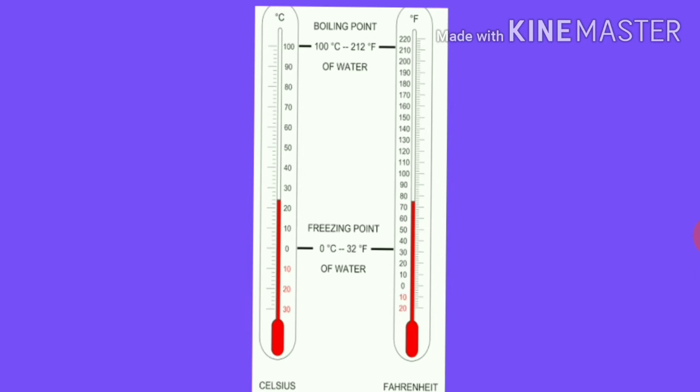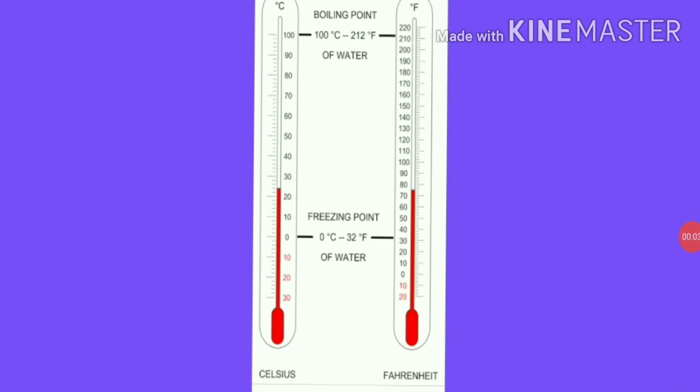The difference between these two points is divided into 100 degrees. It means that the whole length of the thermometer is divided into 100 equal parts. Each division is 1 degree Celsius. So I hope the Celsius scale is understood by you.